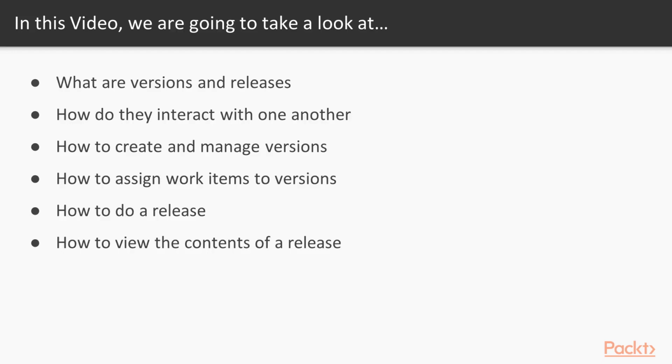So we're going to learn about what versions are and what releases are and how they interact with one another. We're going to talk about how to create and manage those versions, assigning work to versions, how to do a release, and then finally how to view the contents of a release once you've done it.